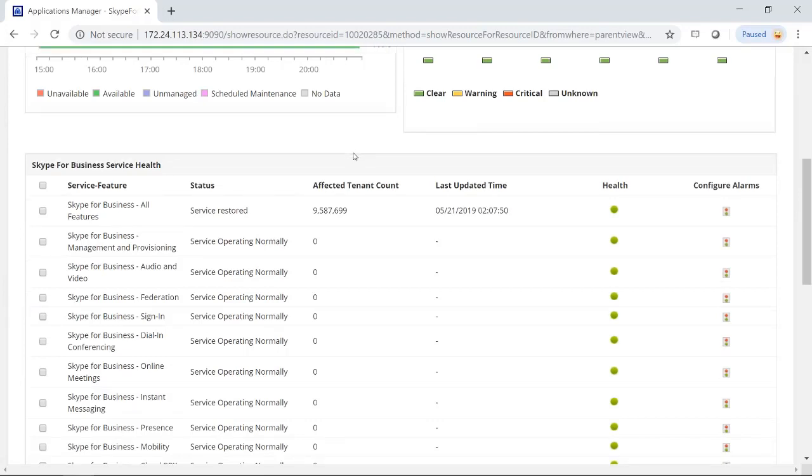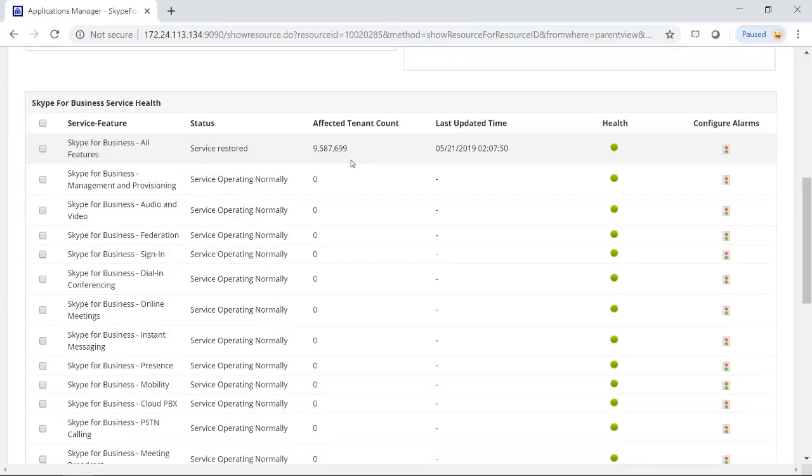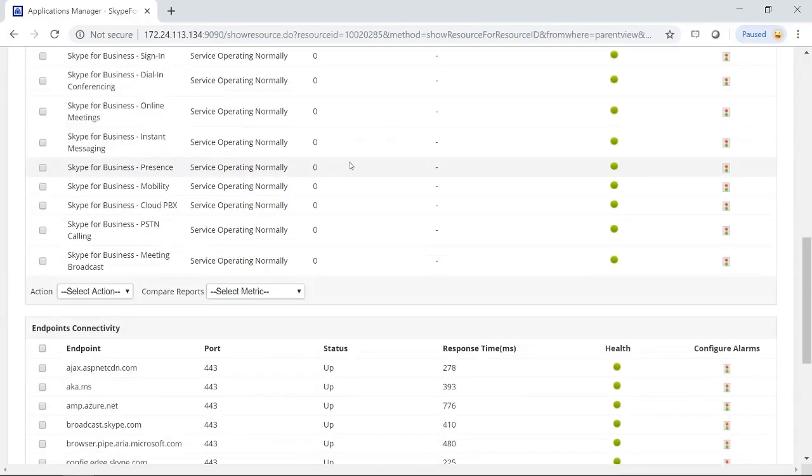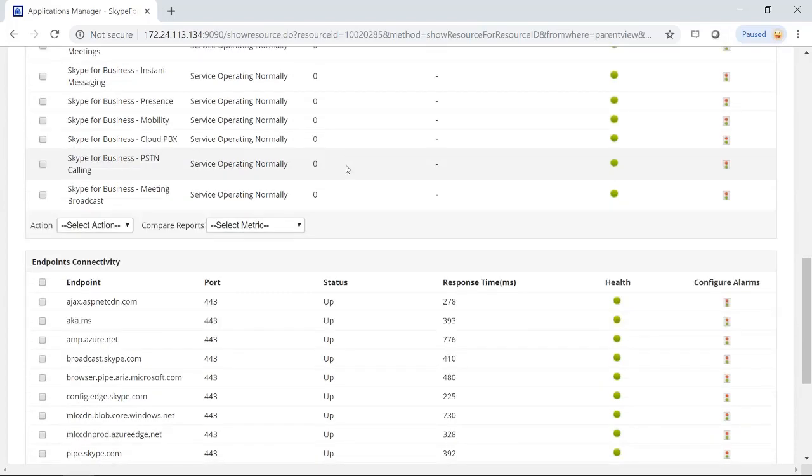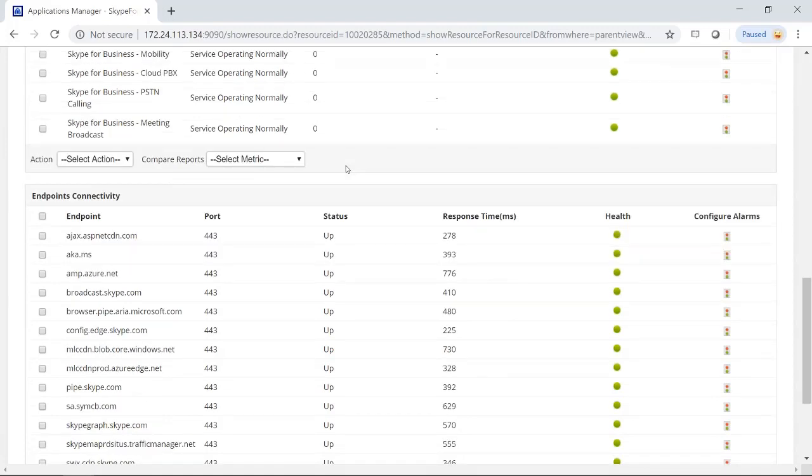All these services are constantly monitored all the time to ensure that they are up and running without any issue. Similarly, we also monitor the endpoints, where the response time is calculated and the port on which a specific application is accessible is identified, along with the status of each individual service.